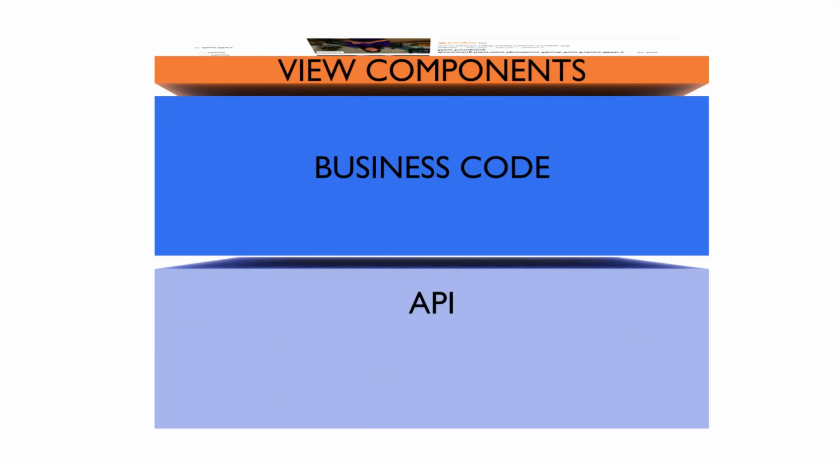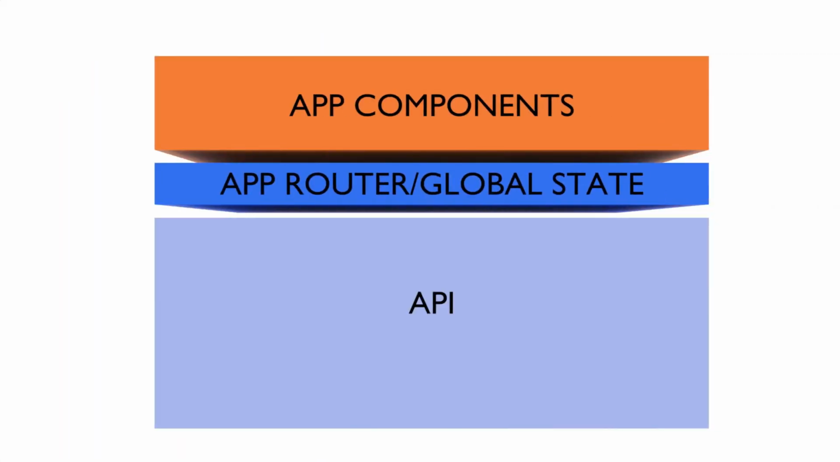So we have our API layer at the base, and from there, we get and update the data in our business code and then render it to our view. Unfortunately, it is easy to slip into some problems.